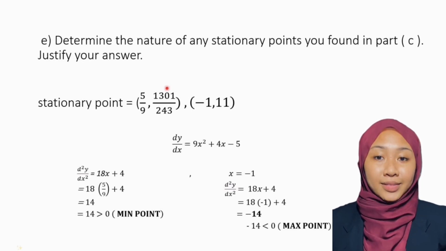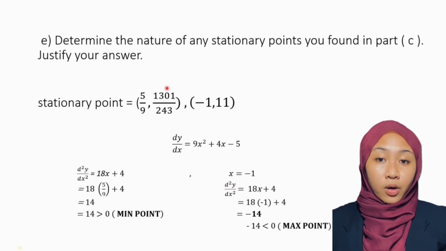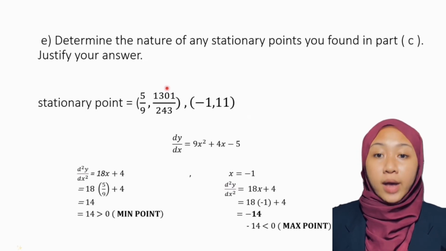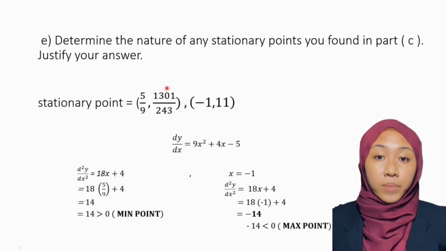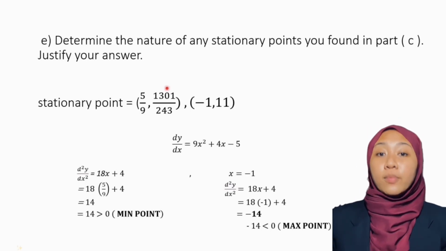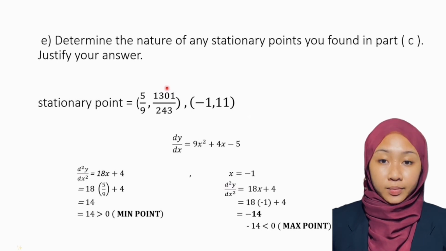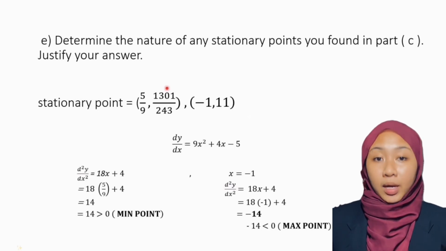14 is a min point. And the other x is x equal to negative 1. d²y/dx² = 18x plus 4, equal to 18 multiply negative 1 plus 4, and the answer will be negative 14. Negative 14 is the max point.